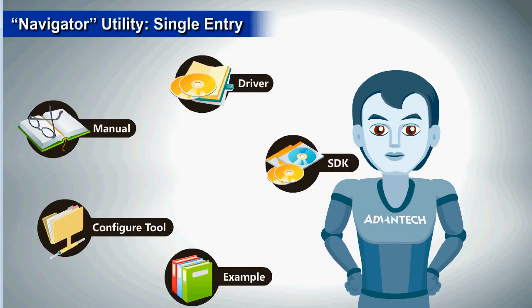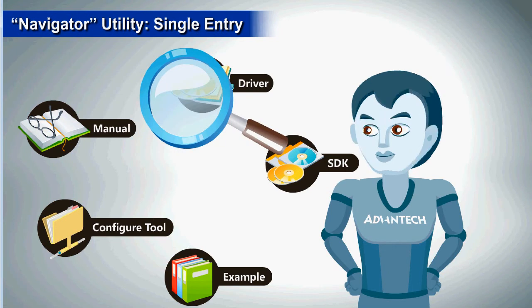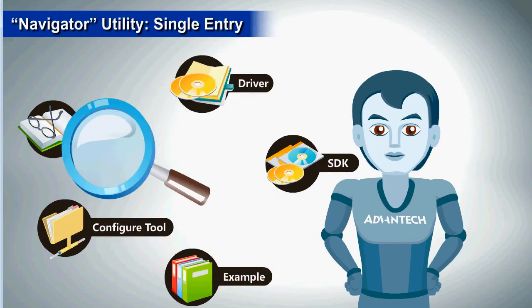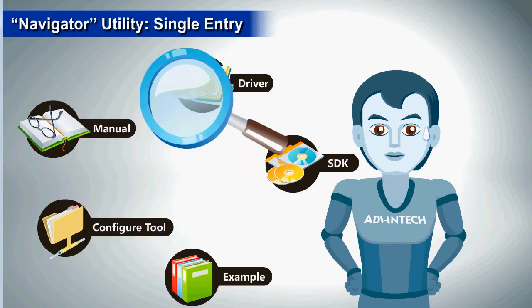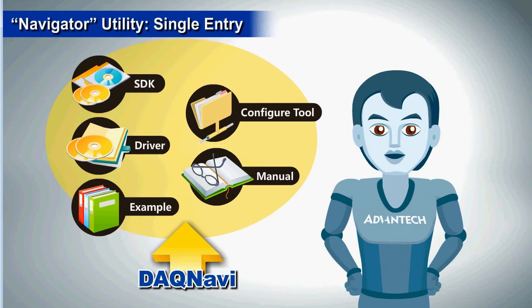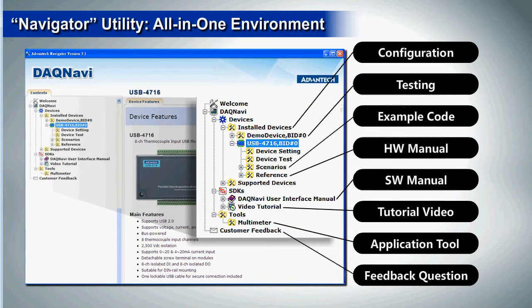In the past, without Navigator, users had to spend time searching for configuration tools, examples, and manuals, which are located in different folders or online portals, making it troublesome for users like you and me. So now, with a single utility, Advantech Navigator can get almost everything you need for programming, which is much easier and more user-friendly. Let's take a closer look at the software interface. All essential functions you need for developing a data acquisition system are displayed in the order you do the programming.